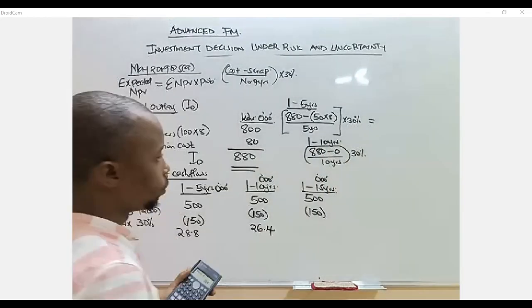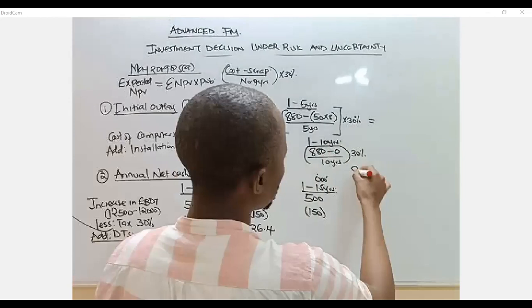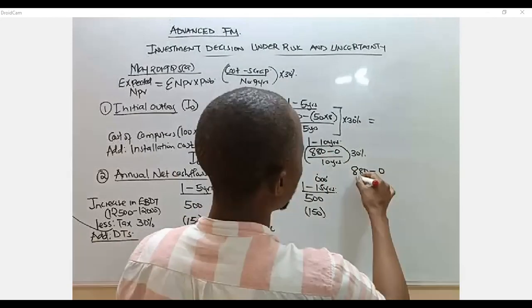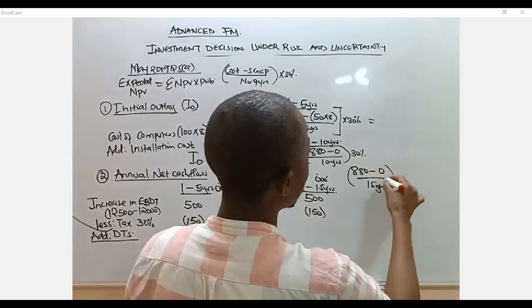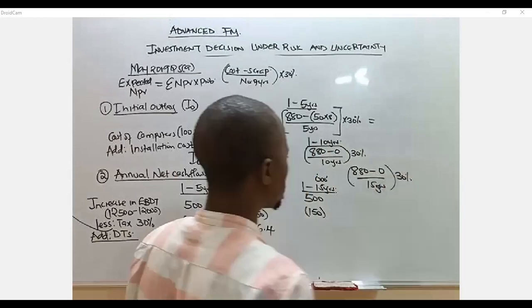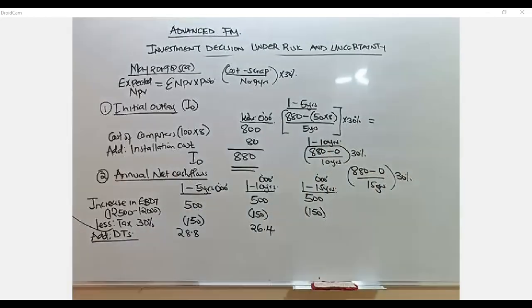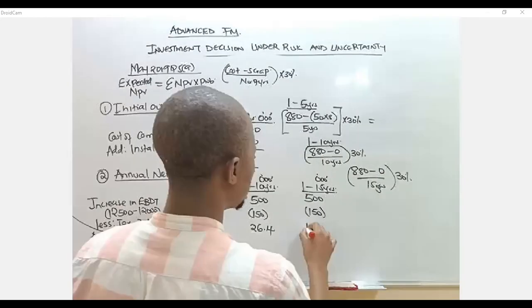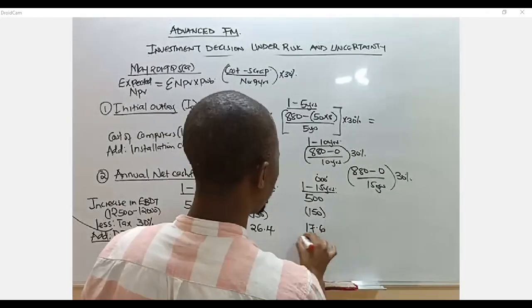Then what about the last one? It will also have no resale value. Divide by 15 years. Then we multiply by the tax rate of 30%. So how much is this? Very simple: 880 divided by 15. Then we multiply by 0.3, getting 17.6. And this is how simple it is.